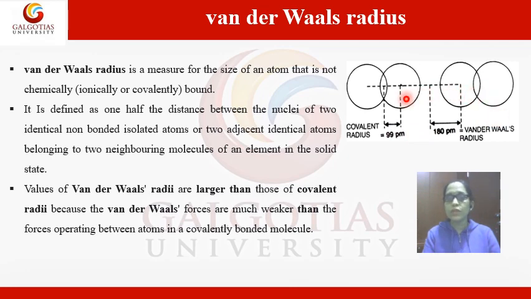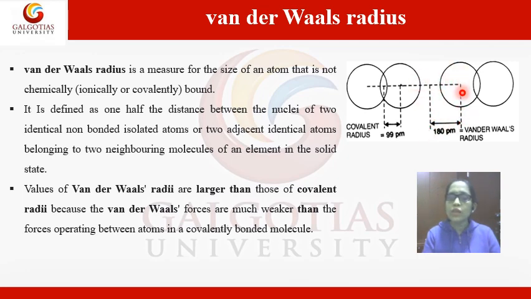But what is van der Waals radius? It is the distance between two non-bonded atoms of two different molecules. So take this molecule and this molecule. This intermolecular distance between this atom of this molecule and this atom is known as your internuclear distance. When you take half of this, it is known as your van der Waals radius.